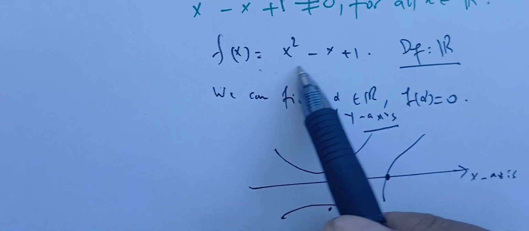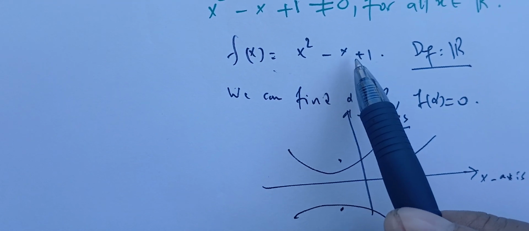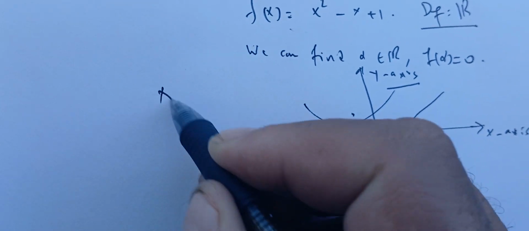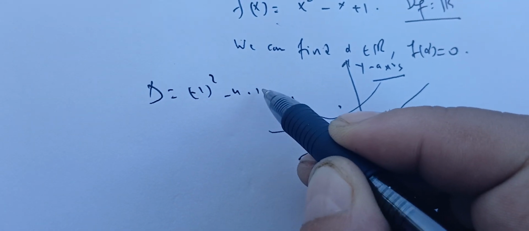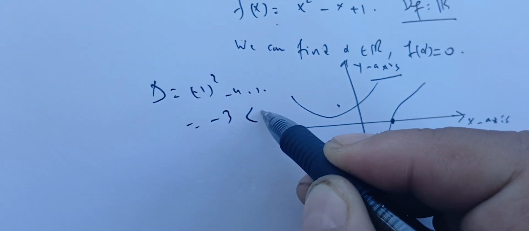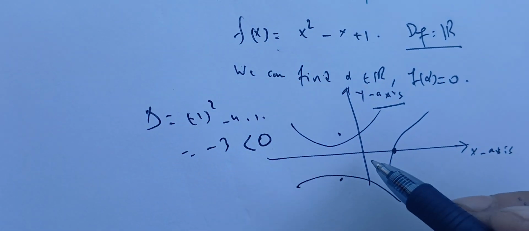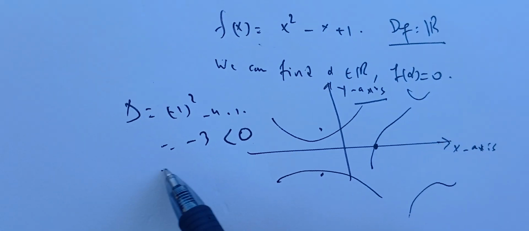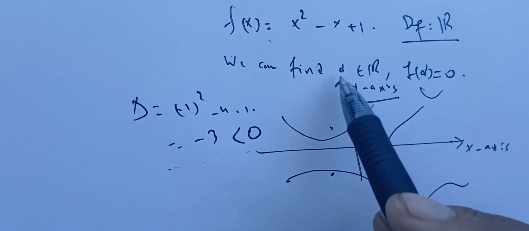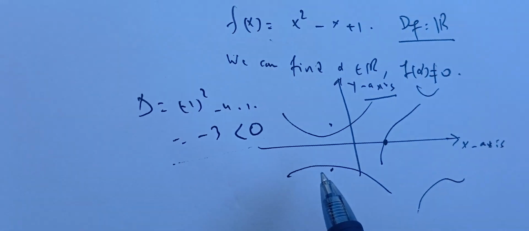We can see that if we treat this one as a second degree polynomial, delta in this case is minus 1 squared minus 4 times 1 times 1, which is minus 3, and it's less than 0. That means there is no solution, so our function doesn't hit the x-axis. It's either here or on top. This means that there is no such alpha, and this is always different from 0.